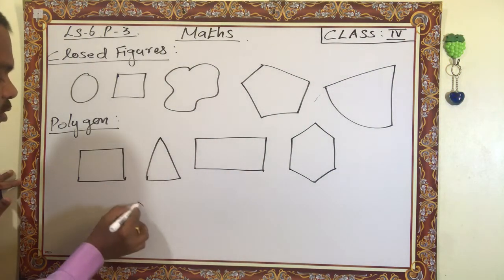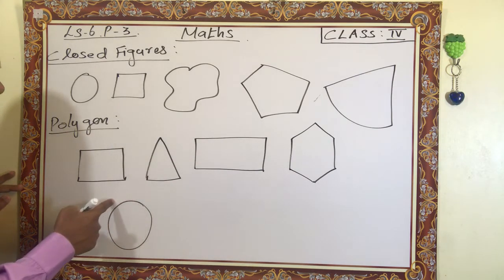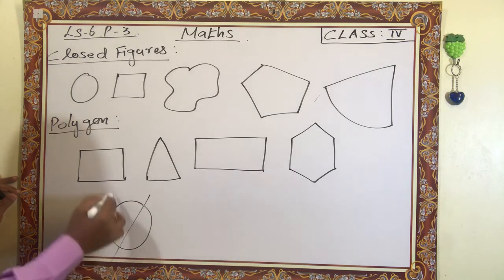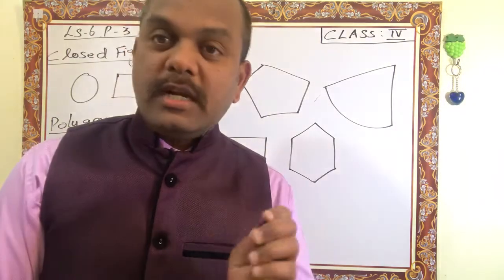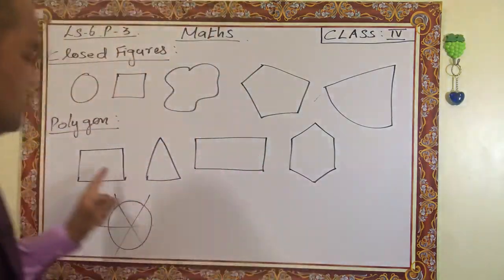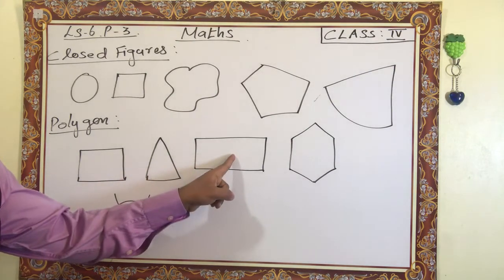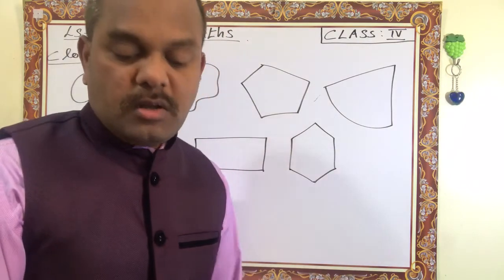Okay, look at this picture. This is a closed figure, but it is closed by a curved line. So we cannot say this is a polygon. So a circle is not a polygon. This square is a polygon. A triangle is a polygon. Rectangle, pentagon, hexagon. These figures are called polygons.